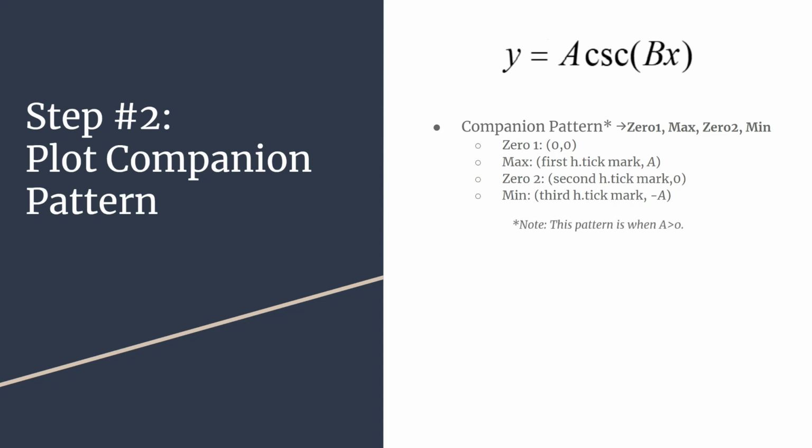All right, this is the pattern when your a is greater than 0, and so that means you have an unreflected sine graph, so it's not reflected over the x-axis. If your a is less than 0, you'll follow the same template, but your pattern will go 0, minimum, 0, maximum, because the graph will have flipped over the x-axis. So that's just an adjustment in naming the actual pattern.